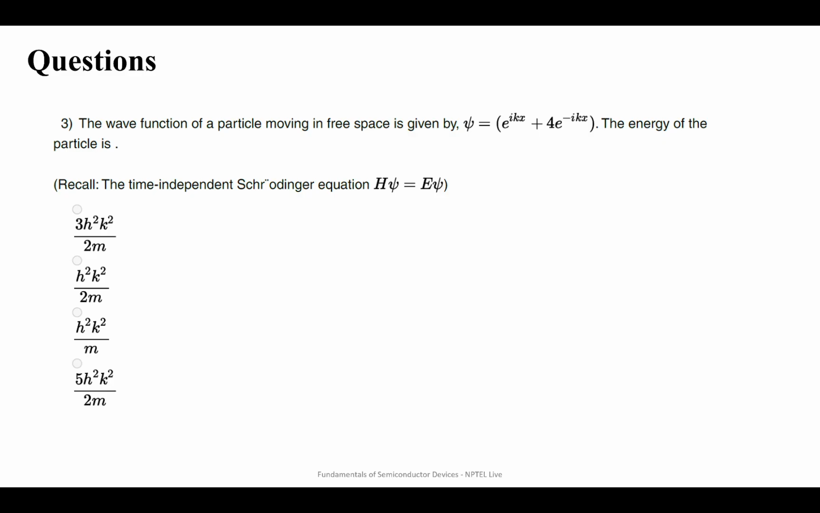The wave function of a particle moving in free space is given by psi equals e power iota kx plus 4 e power minus iota kx. The energy of the particle is: A, 3 h square k square by 2m; B, h square k square by 2m; C, h square k square by m; D, 5 h square k square by 2m.